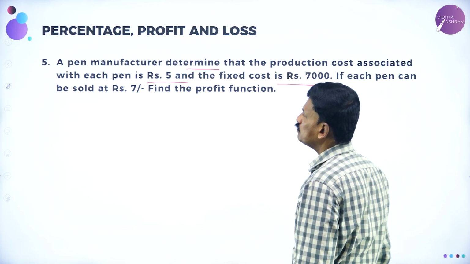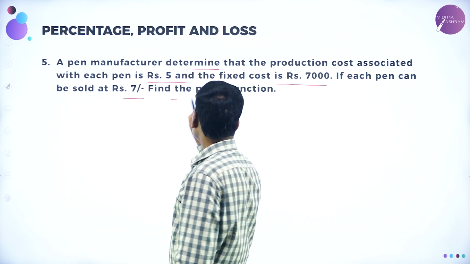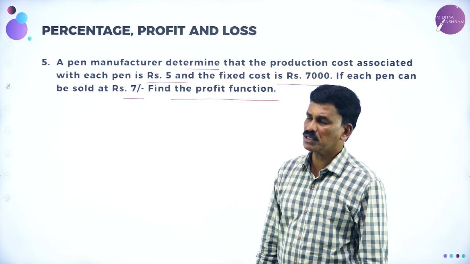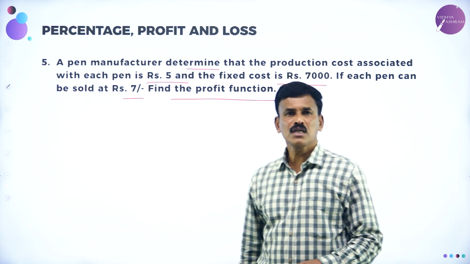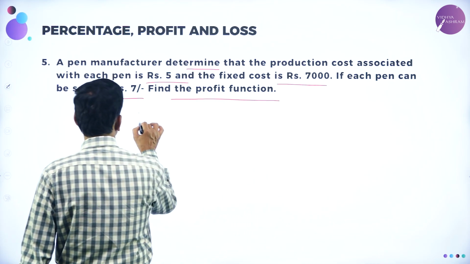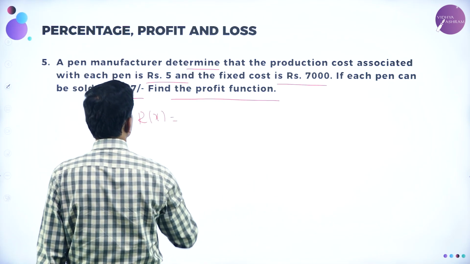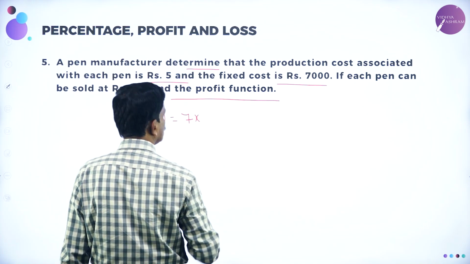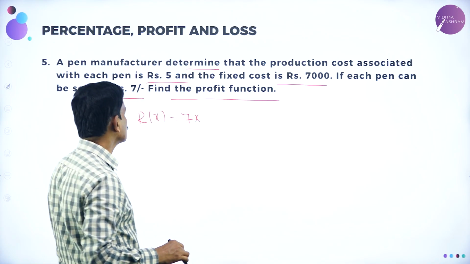If each pen can be sold at rupees 7, find the profit function. So, the profit function is to be determined for the given condition. Now, let R of x be the revenue function. R of x is equal to 7x. What is the profit here? R of x is equal to 7x for each.